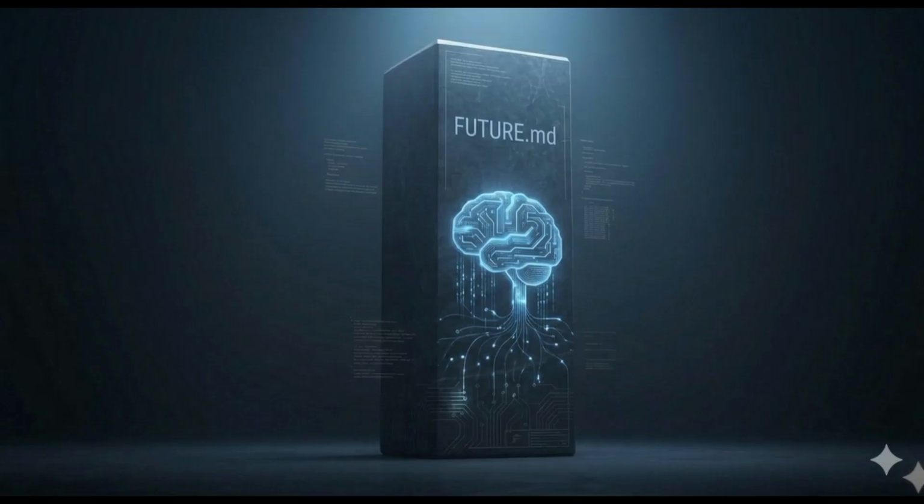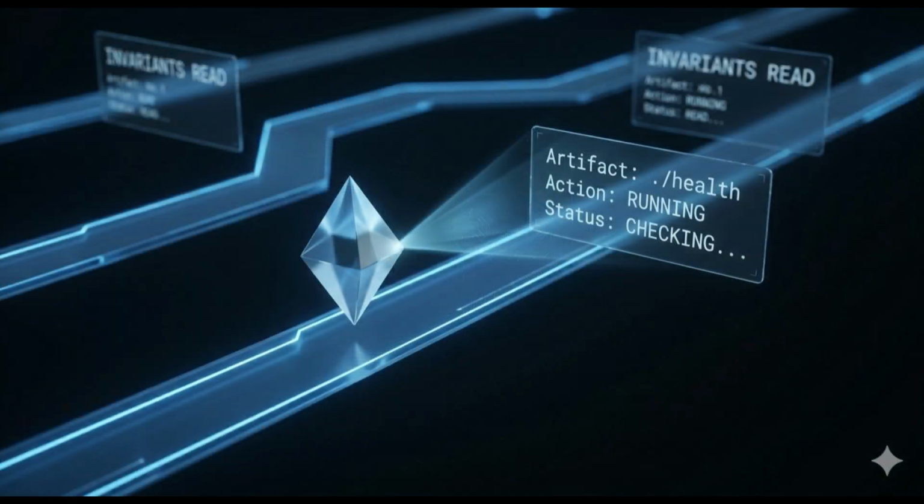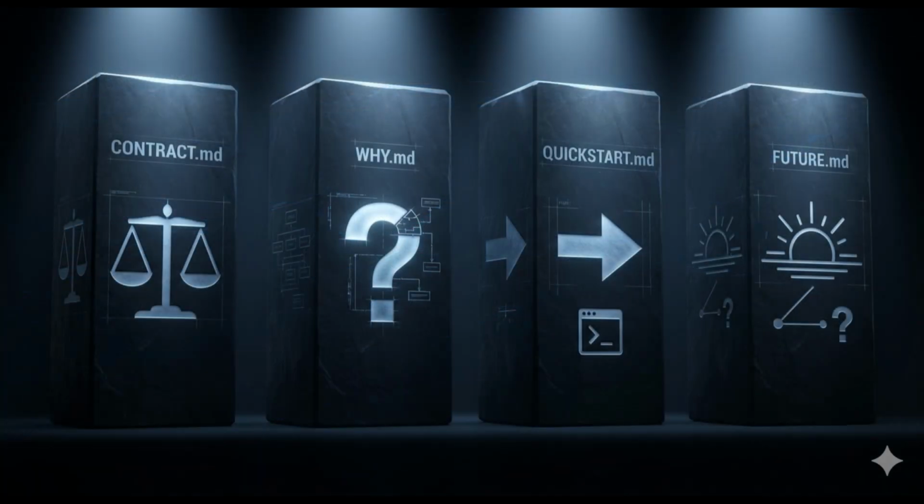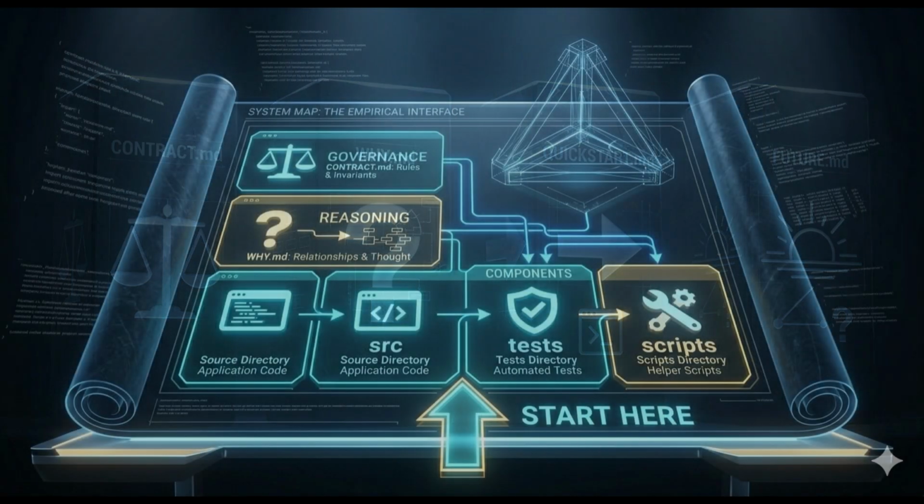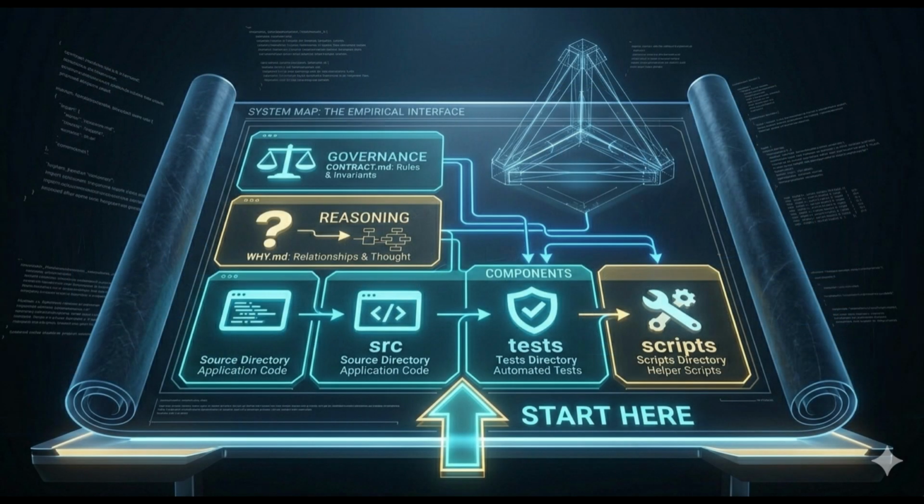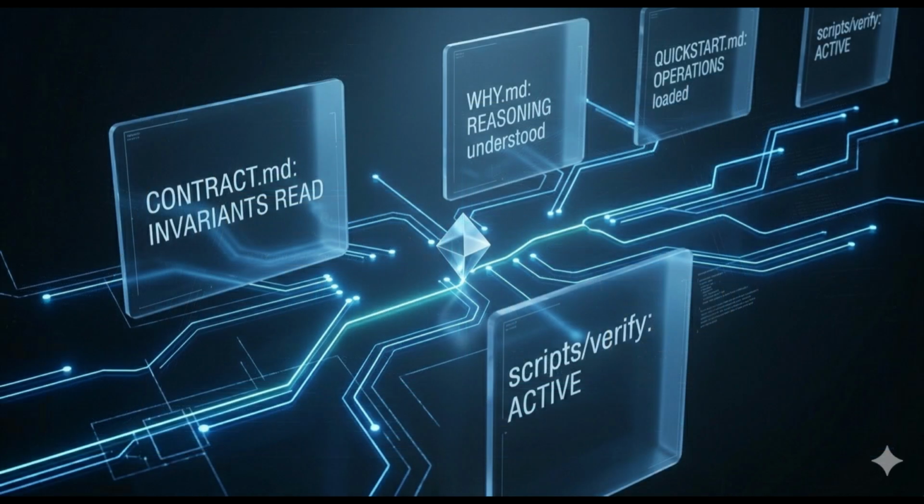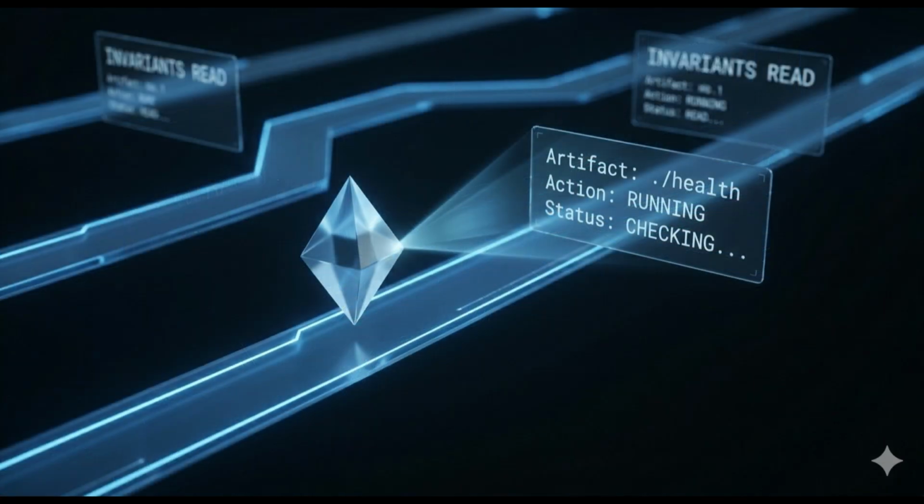To make this concrete, imagine a simple repository called My Agentic App. Inside it, we have contract.md, why.md, quickstart.md, a source directory, a test directory, and a scripts directory. Our goal in quickstart.md is not to document everything. Our goal is to document the minimum set of truths that an AI agent or a new contributor must know to safely operate the system.